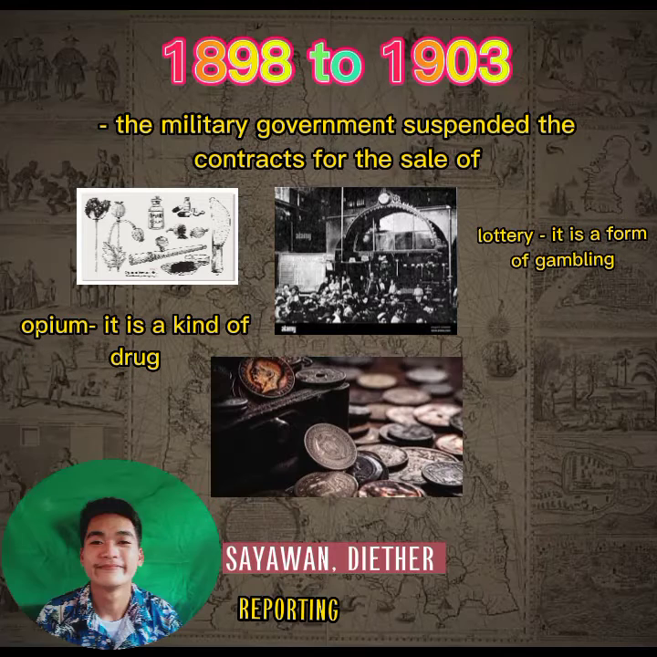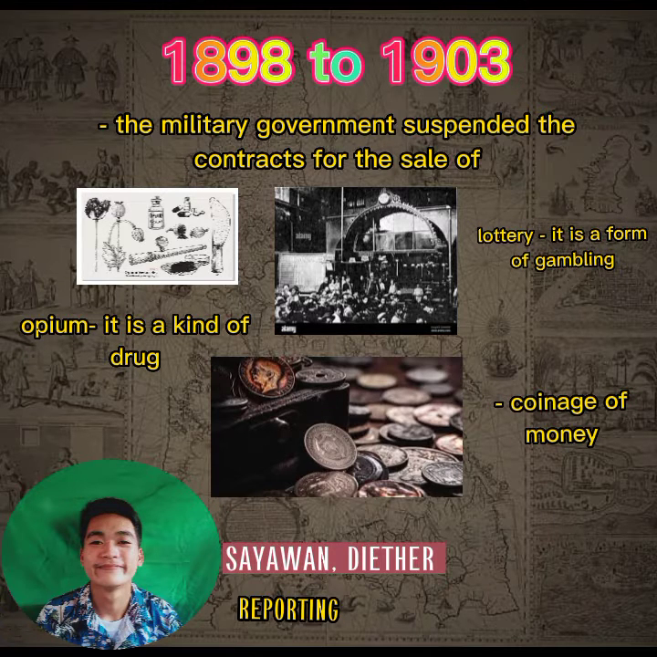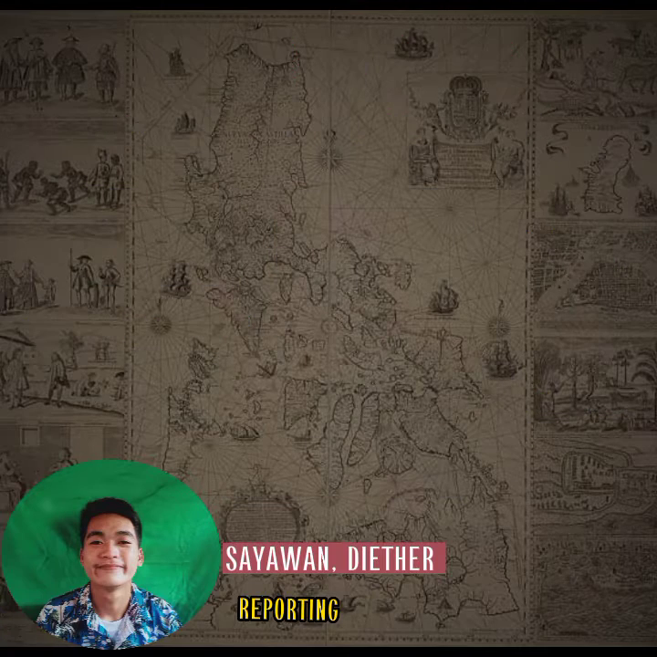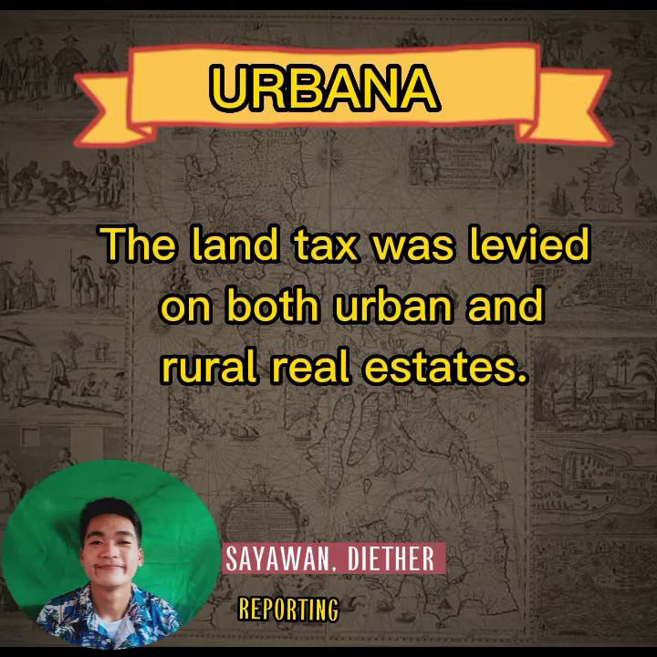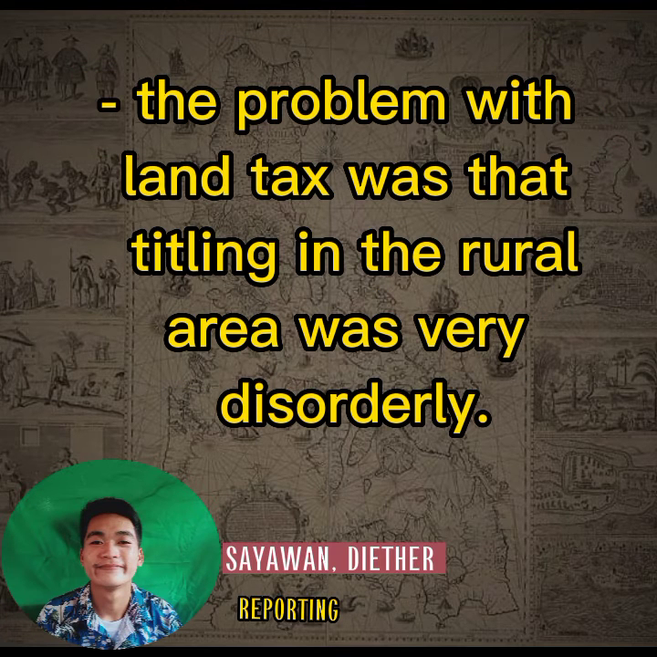The military government suspended the contracts for the sale of opium, lottery, and mint charges for coinage of money. Later on, the urbana would be replaced by tax on real estate, which became known as the land tax. The land tax was levied on both urban and rural real estates. The problem with land tax was the land titling in the rural area was very disorderly. The appraising of land value was influenced by political and familial factors.